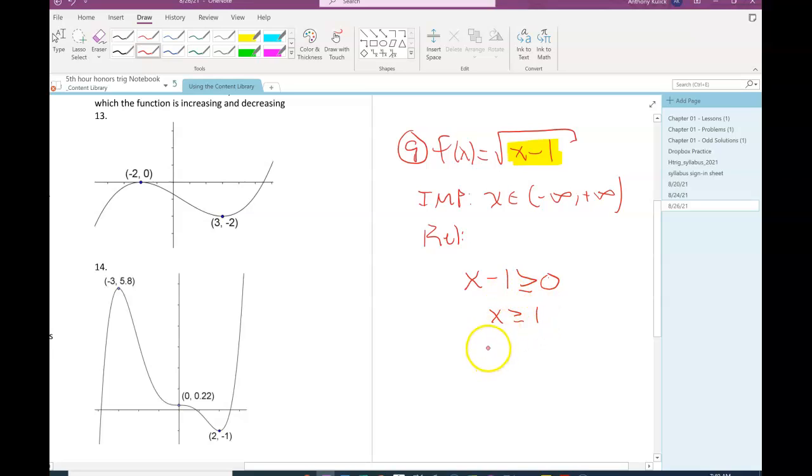The lower bound here for x greater than or equal to 1 is 1, and the upper bound is positive infinity. We know the infinities always get a parenthesis, and because x is greater than or equal to 1, we should have a bracket on the 1. So there is my relevant domain. Does that feel okay, Mackenzie? Okay.